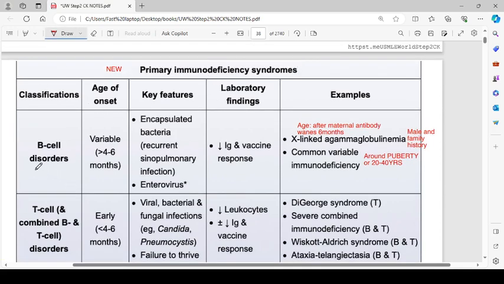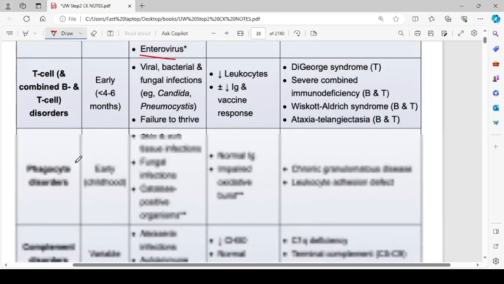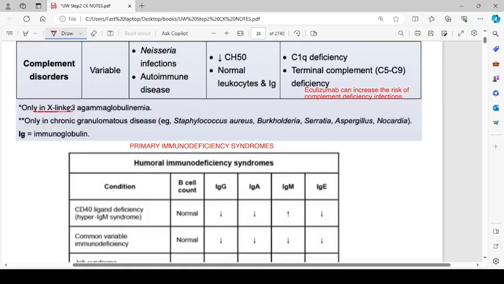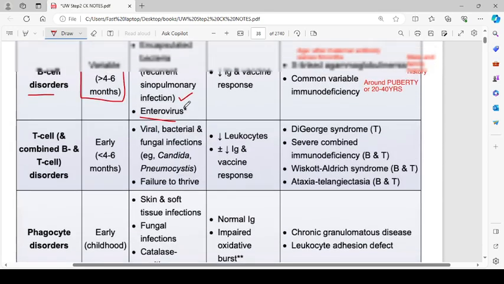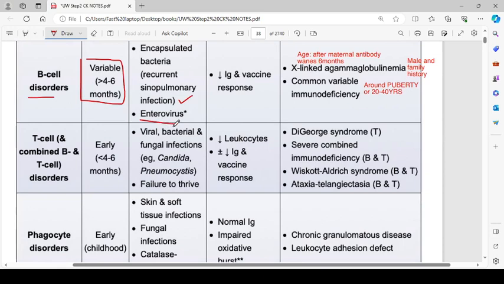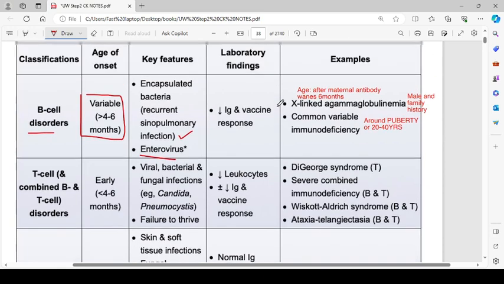It's a new classification. So B cell disorders, age of onset is variable, like 4 to 6 months. Key feature is encapsulated bacteria and recurrent sinopulmonary infection. Also, enterovirus can cause infection in the B cell disorders. Enterovirus can cause infection only in Bruton's agammaglobulinemia or X-linked agammaglobulinemia. Lab findings include decreased immunoglobulin and vaccine response, in X-linked agammaglobulinemia and common variable immunodeficiency.